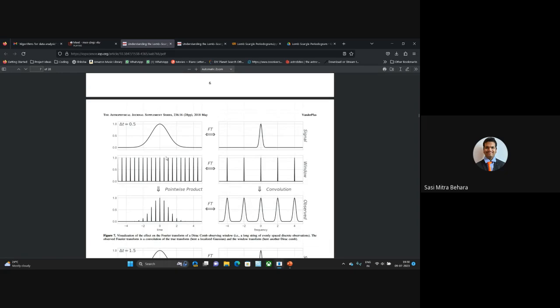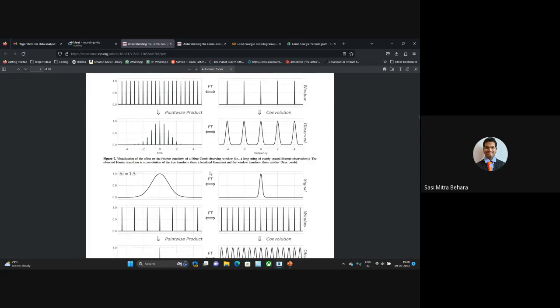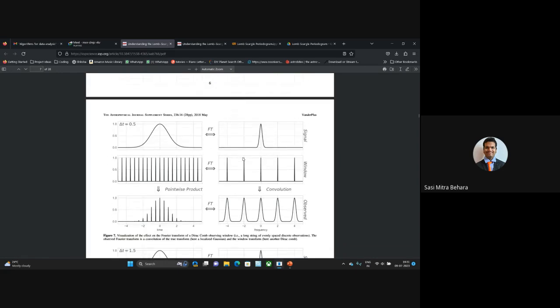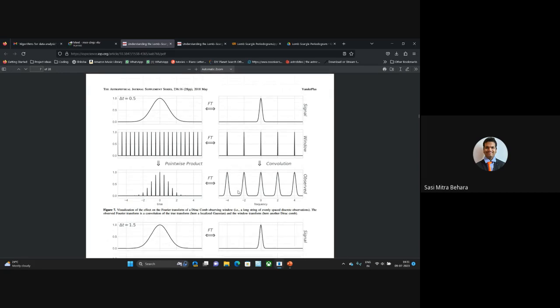So if I take the Fourier transform of that, let's say over here I have a Gaussian signal, and I have a window function which is just how often I'm taking data. That's a Dirac delta comb, and with that I get a different Gaussian as the Fourier transform, and for the window function I get a different Dirac delta comb. Now, if you look at the convolution, what happens is that at each comb you're going to have a different Gaussian as the Fourier transform of the observed data.